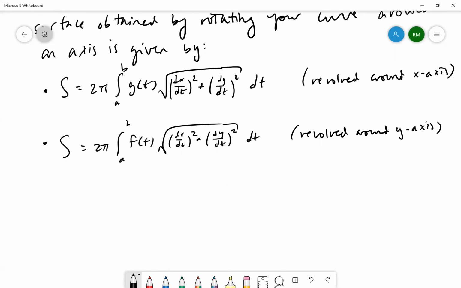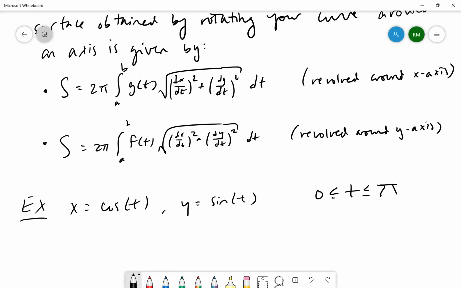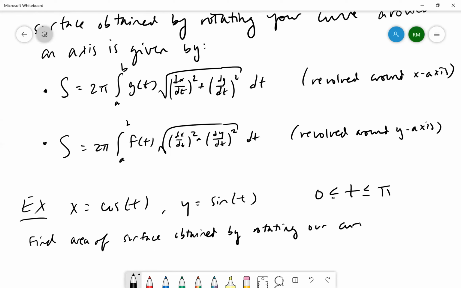Okay, we'll do one more example. So we're going to go back to our favorite curve, cosine of t, sine of t, on the interval from 0 to pi. And we want to find the area of the surface obtained by rotating our curve around the x-axis.